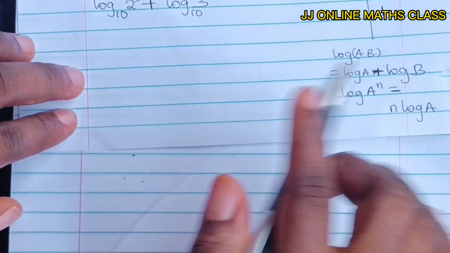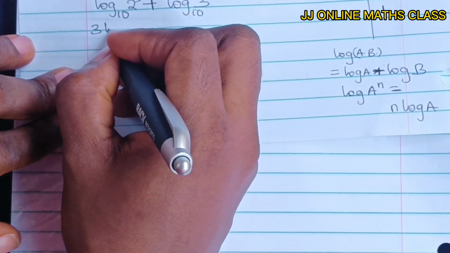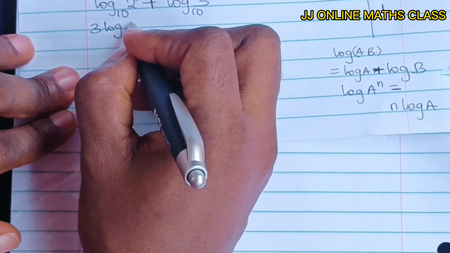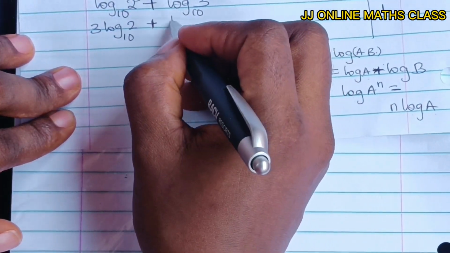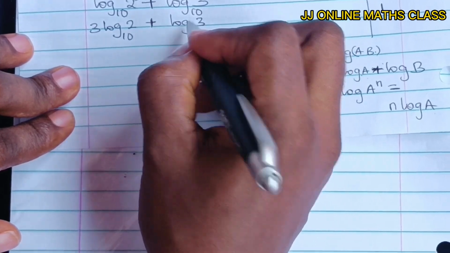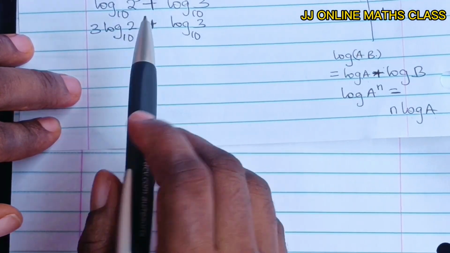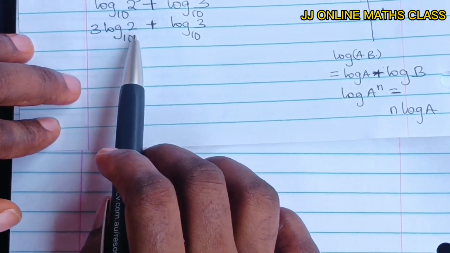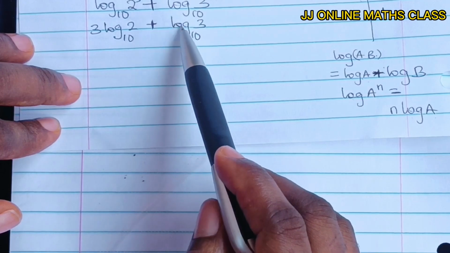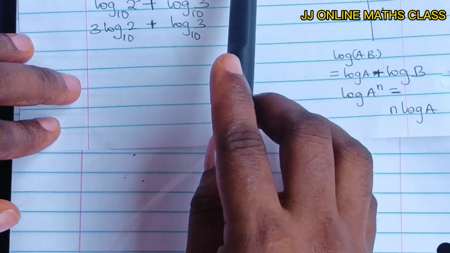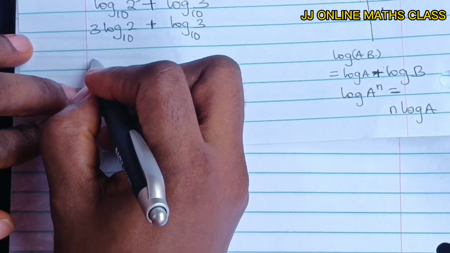Now, we can now rewrite this one as what? 3 log to base 10 of 2 plus log to base 10 of 3. Now, this is time we do substitution. Recall that log to base 10 of 2 is equal to m, and log to base 10 of 3 is equal to n. That means we can rewrite this as what?